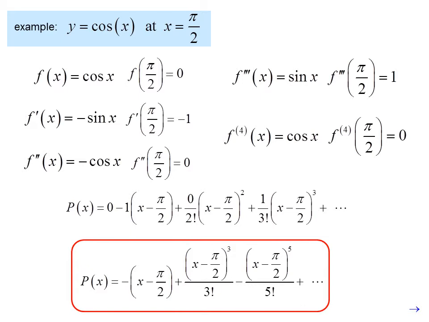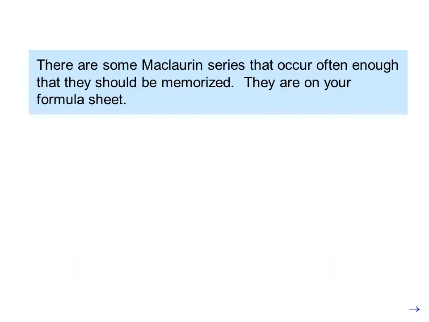So simplifying, we get p of x equals negative (x minus pi over 2) plus (x minus pi over 2) cubed over 3 factorial minus (x minus pi over 2) to the 5th over 5 factorial. There are some Maclaurin series that occur often enough that they should be memorized. They are on your formula sheet.